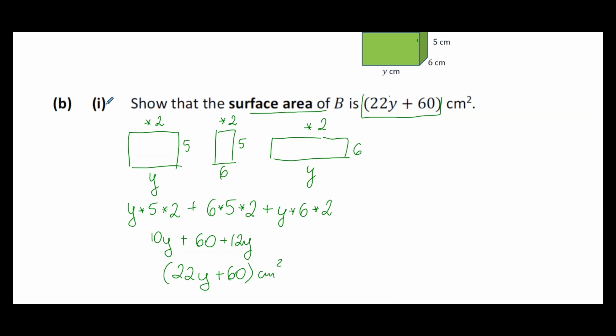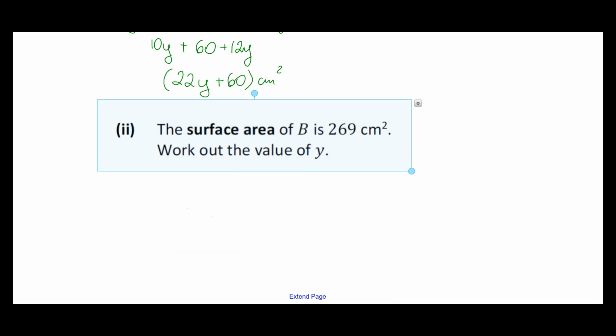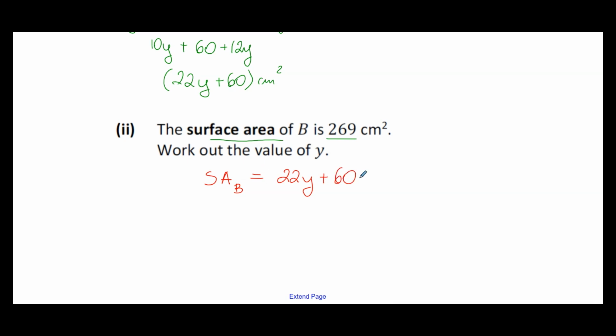Okay, let's have a look at part 2 of that part B. So part 2, the surface area of B is 269 centimeters square. Work out the value of y. So again, how did they find the surface area of that B? How did they get that answer? That's how they got it, because the surface area of that shape B will be my 22y plus 60, isn't it? That's what we found out.